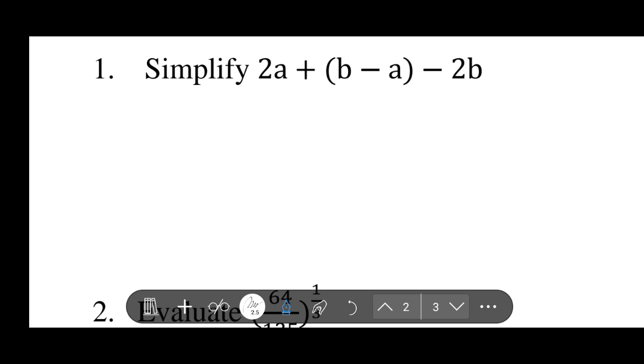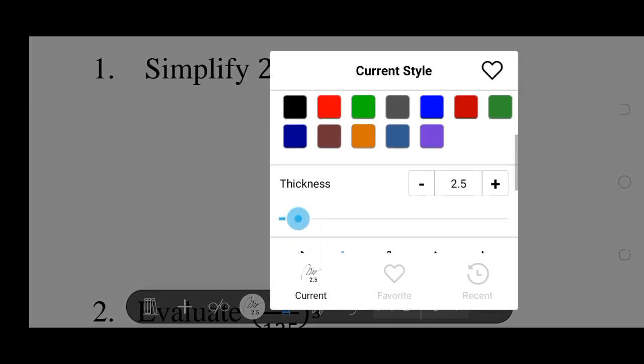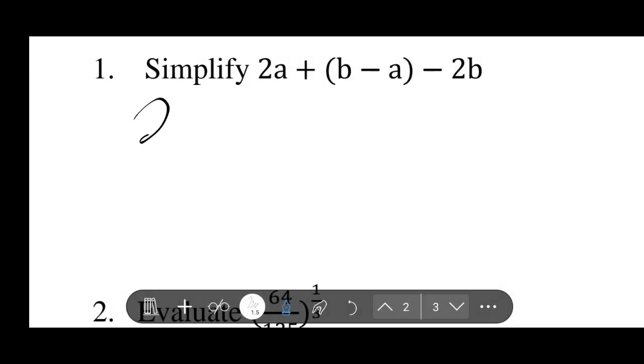Simplify 2a plus open bracket b minus a close bracket minus 2b. So we'll start with the bracket. It will be 2a plus, positive times b is b, positive times negative is negative a. Then you write minus 2b.